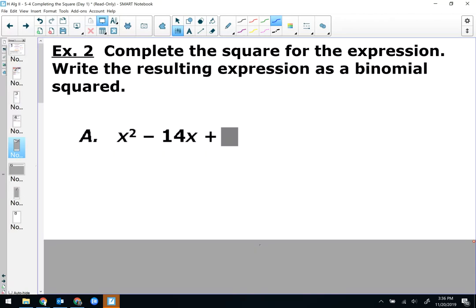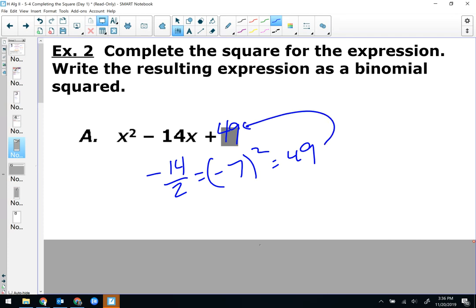Think for yourself, what would fill in that blank? Would a smiley face fill in the blank? Would a stick figure, a person fill in that blank? No, 49 would fill in that blank. What's half of b? -7. What's -7 squared? 49. So that fills in the blank.